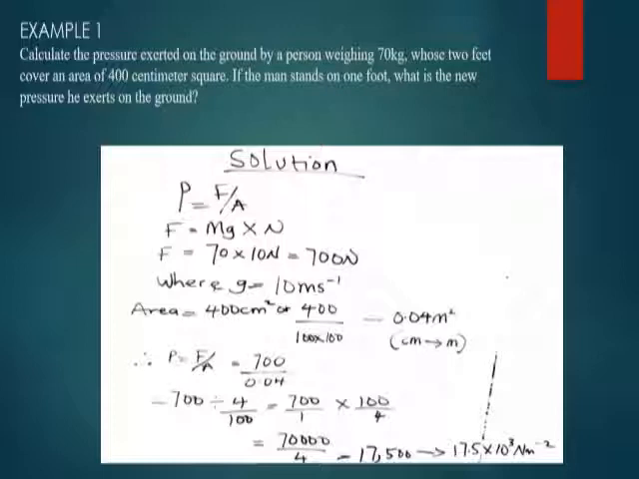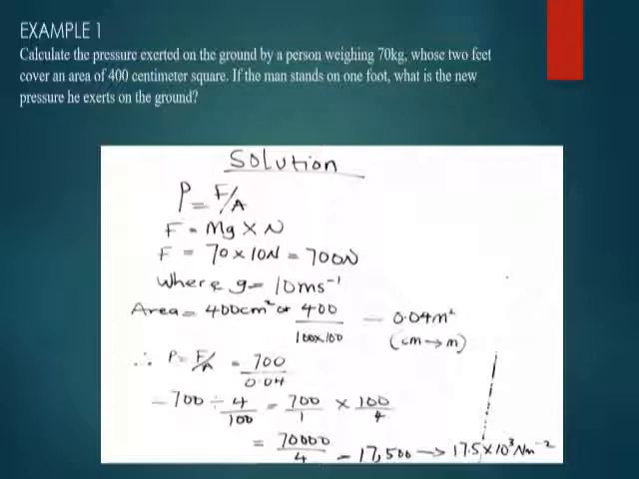So we have P equals F over A, where P is pressure, F is force, and A is area. Force equals mg, which is mass times gravity, and the N there stands for newton, which is the SI unit for force. According to our question, the mass is 70 kg and the constant for gravity is 10 meters per second squared. So we have 70 times 10 newtons, which gives us 700 newtons as our force.